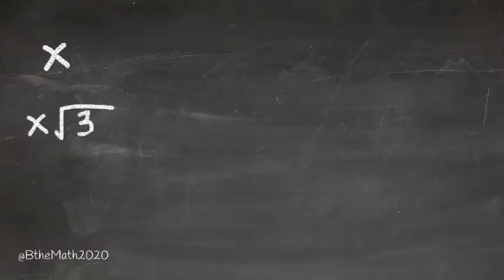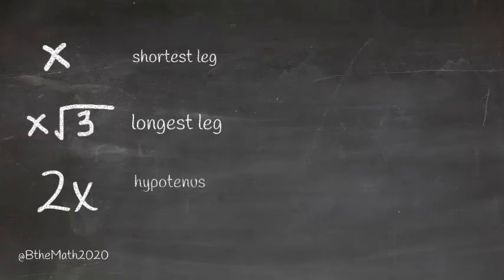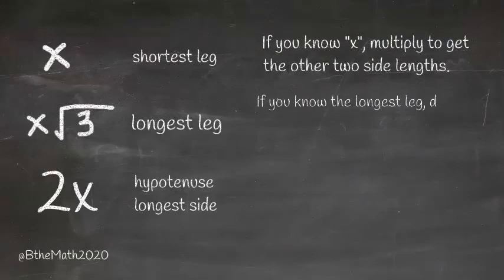Given the side lengths of a 30, 60, 90 triangle, we have x, x square root of 3, and 2x. Your x value is your shortest leg. The x square root of 3 is the longest leg, and the hypotenuse is the longest side. If you know your x value, you just multiply to get the other two side lengths.